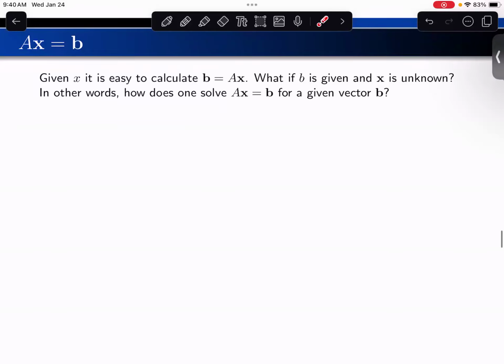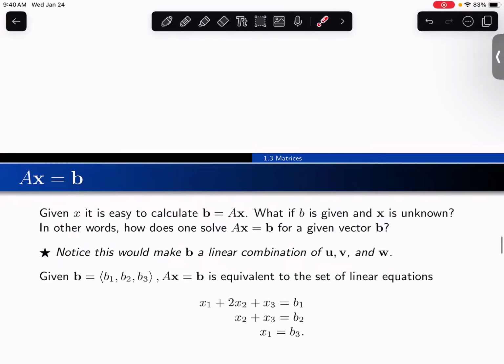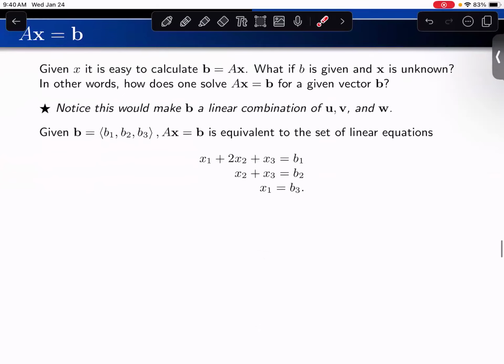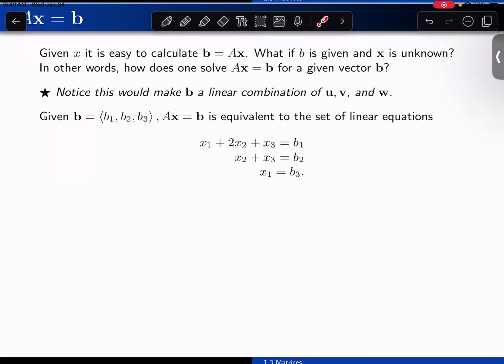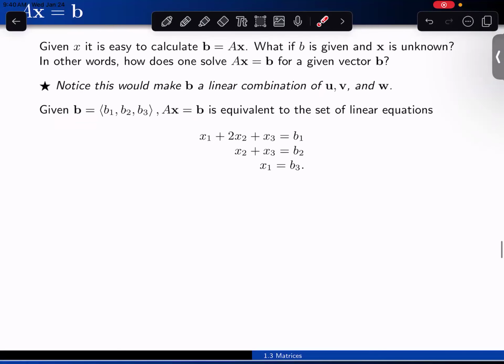So the main question is, how does one solve the equation Ax equals b when we know A and b, but we don't know what x is equal to? We'll look through an example. Later on, we'll have a more sophisticated way of solving this via Gaussian elimination and matrix row reduction. But for now, we can just rely on basic algebra.